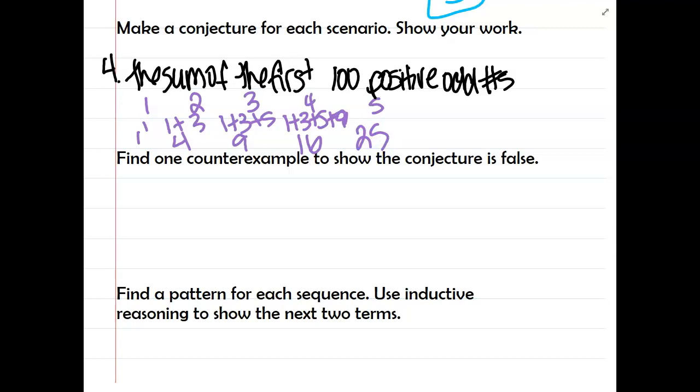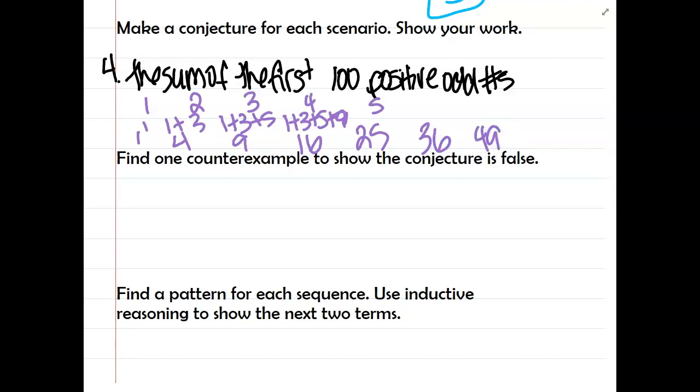Okay, now look at those numbers. 1, 4, 9, 16, 25. Those are interesting numbers. They can all be square rooted, right? What do you think the next number might be without actually finding it? 36. And then after that? So you guys think the next number would be 36 and then? 49. You guys are exactly right.